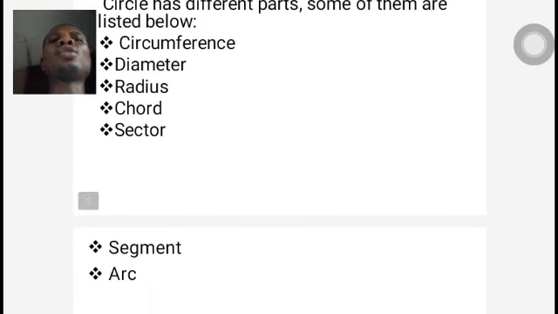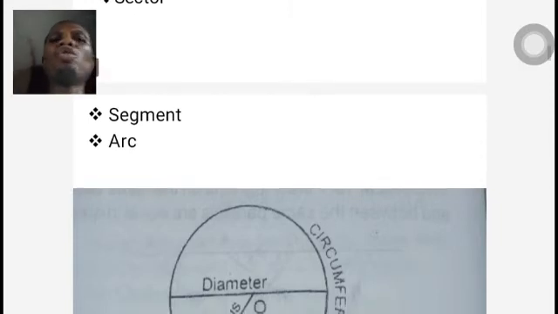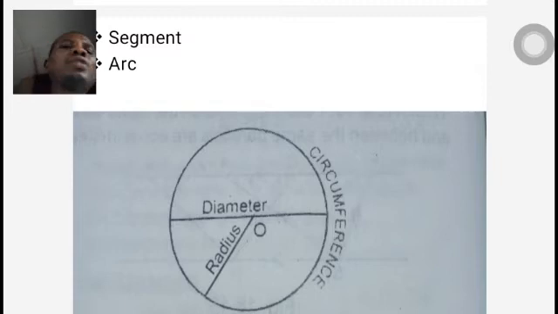So, sector. A sector of a circle is a region bounded by two radii and an arc. Then we have segment. As I said earlier, a segment is a region bounded by an arc of a circle and what? And a chord. We have the minor segment and the major segment, and we are still going to talk about that later. So we have the arc. An arc is part of the circumference.